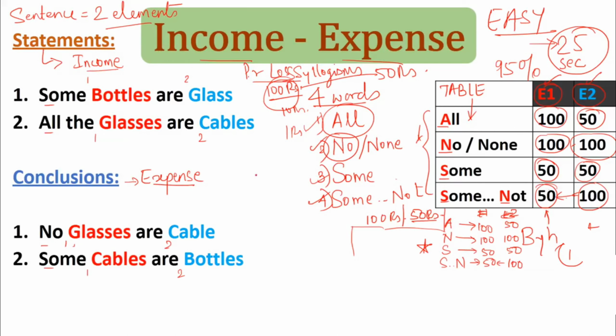Now another second and the most important rule is that income should always be greater than or equal to the expense. Please remember this. You cannot have earning 50 rupees and spending 500 rupees. No. If you earn 50 rupees, you can spend 50 rupees or less than 50 rupees. So income has to be greater than or equal to the expenditure. It is a very important rule. Now using this table and this rule, let us start solving the sums.